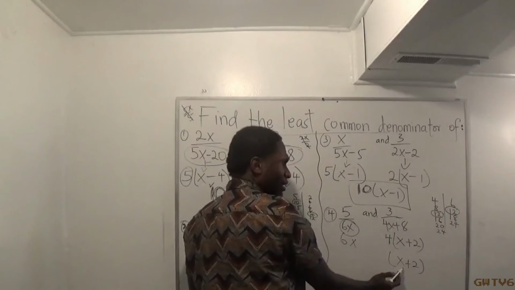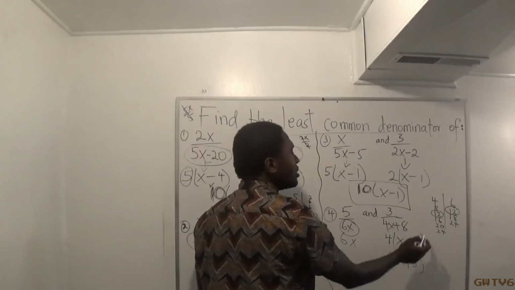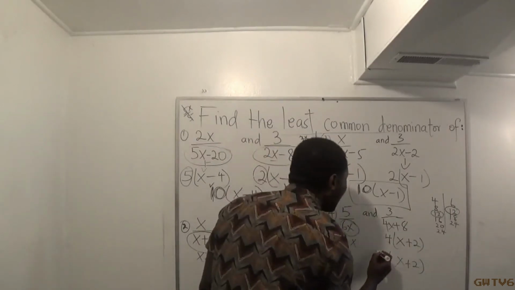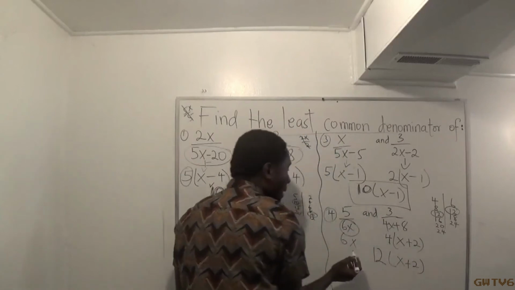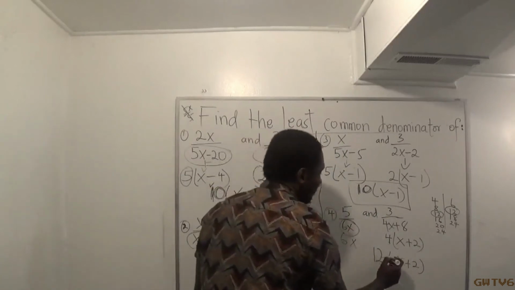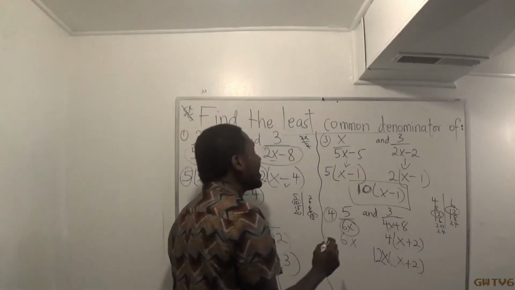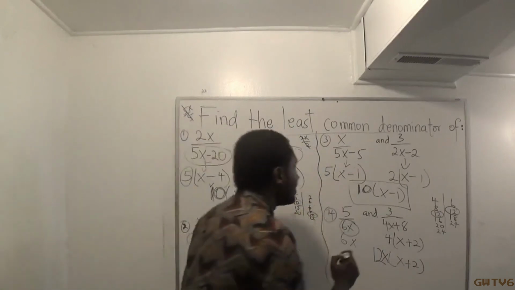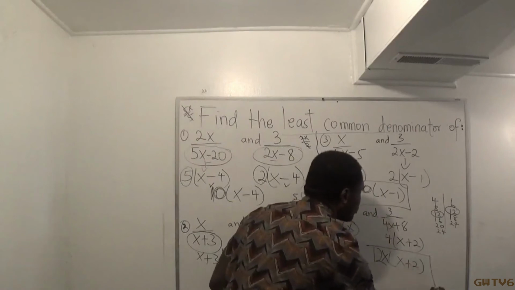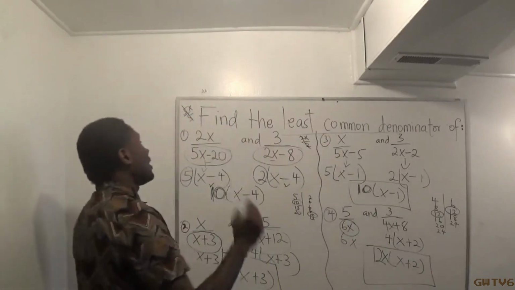I already had an LCD going on here, x plus 2. So this 12, I can put right in front. But I had an x close to it, so I'm going to just add that x to it. So that means my LCD for this is 12x parentheses x plus 2. And that's it.